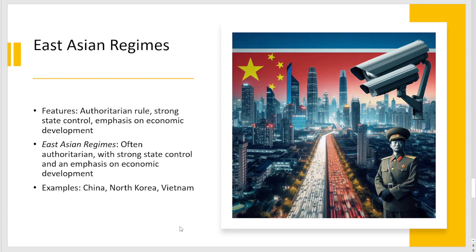Okay, the next is the East Asian regimes. Now, East Asian regimes tend to share similar characteristics that differentiate them from Western regimes. East Asian regimes are oriented more around economic development rather than political objectives such as individual freedom.